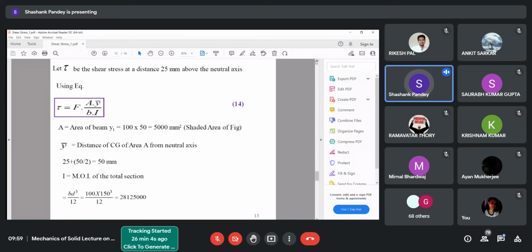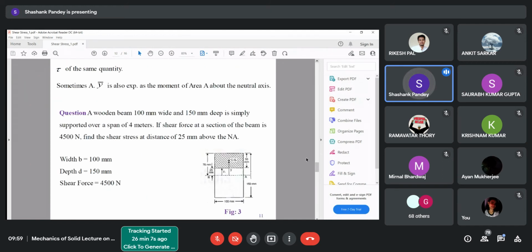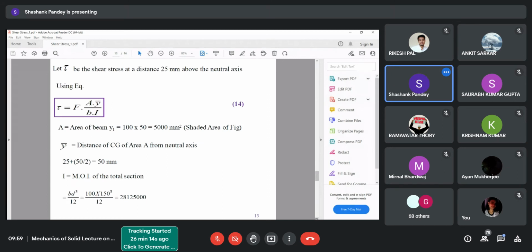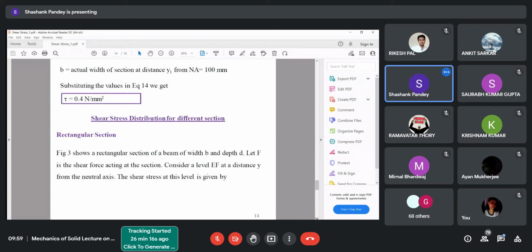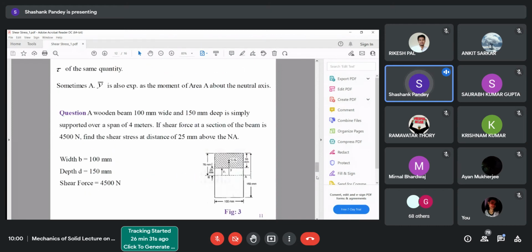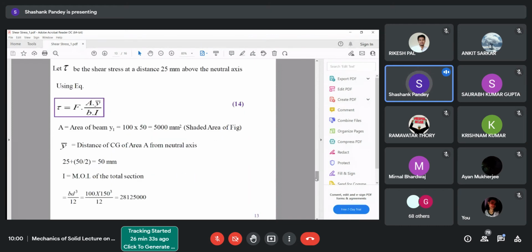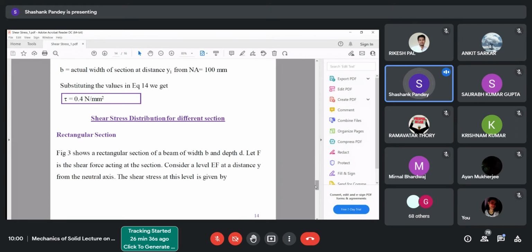and this I is given by BD cube. Here you can look, BD cube upon 12, and B is the actual width of the cross section at distance y1 from neutral axis. So based on this, substituting it in equation 14, we will get tau as 0.4 Newton per mm square.